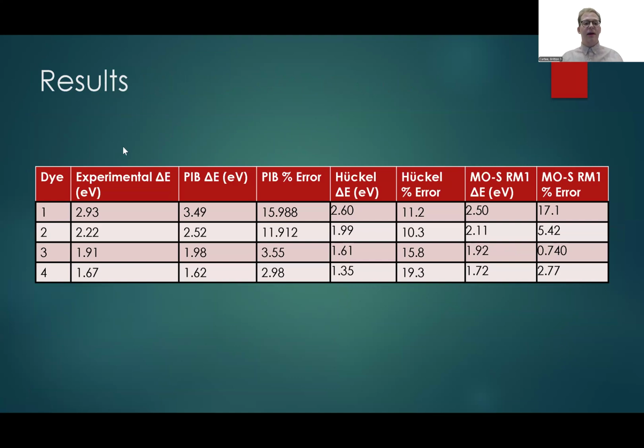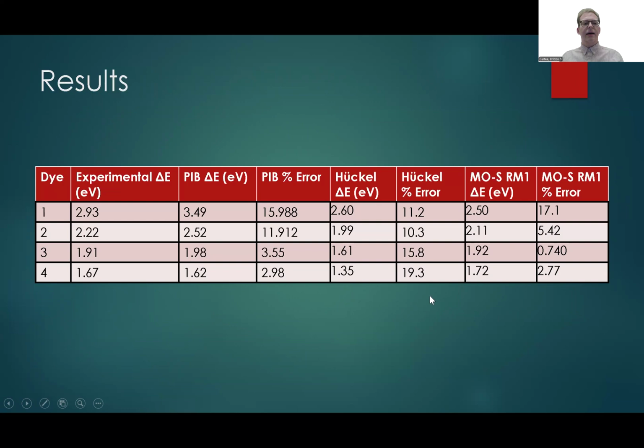So we have the experimental values that we found, the particle in a box values that we calculated, its percent errors, the Huckel values that we found and calculated and their errors, and then using the most accurate of the Sigris models, Sigris methods, the energy is calculated with that and their percent errors.